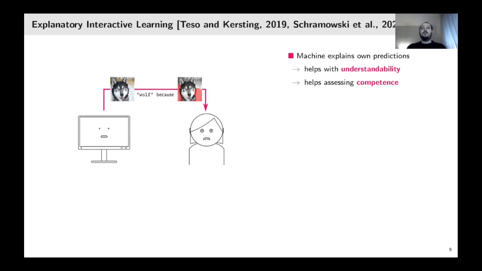This helps the user to gain an understanding of the machine's reasoning and to assess competence, for instance in cases where explanations highlight Clever Hans behavior, as in the image to the left.